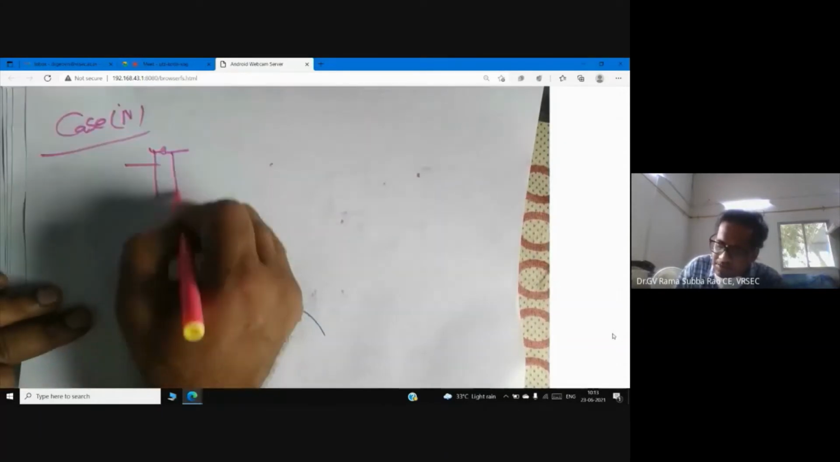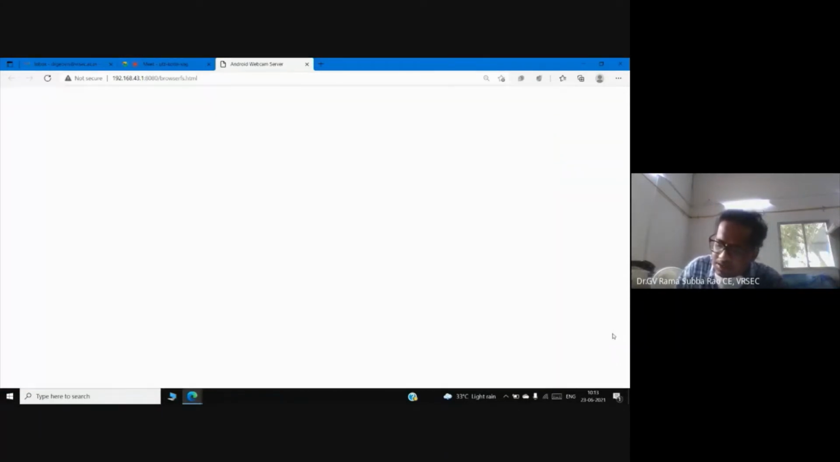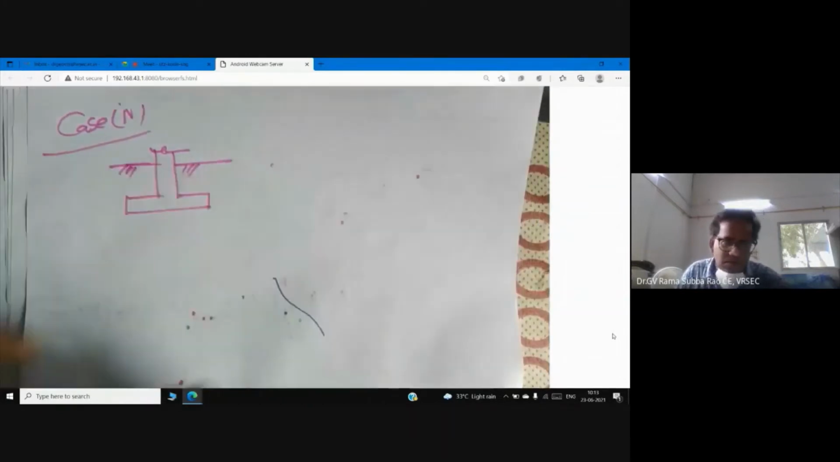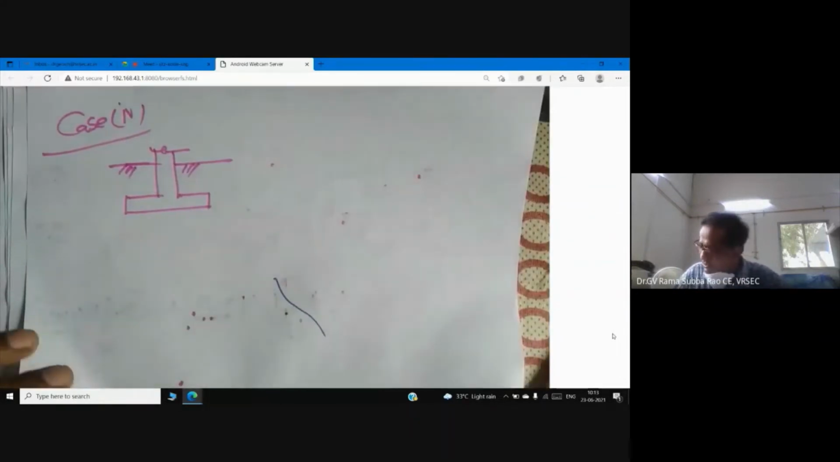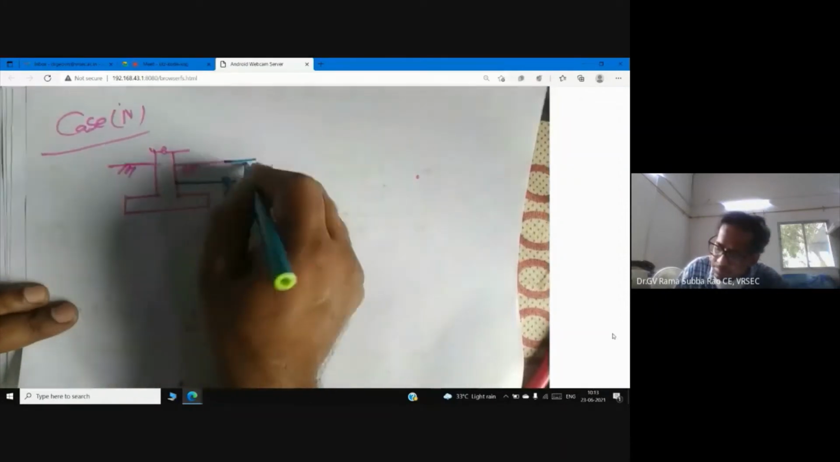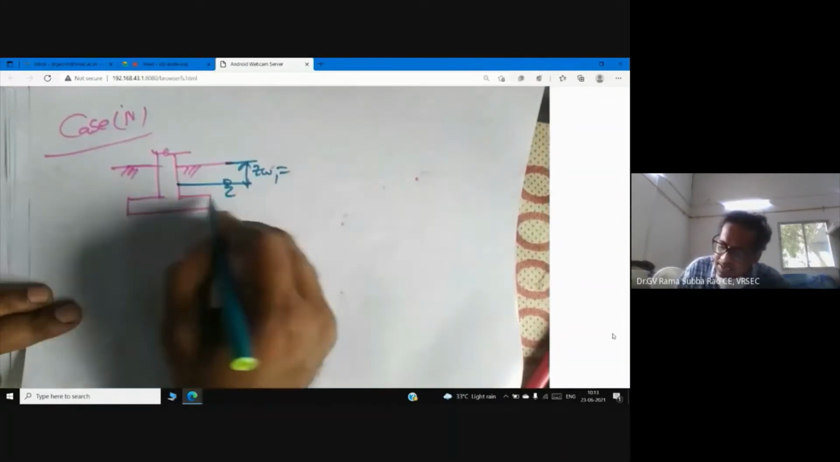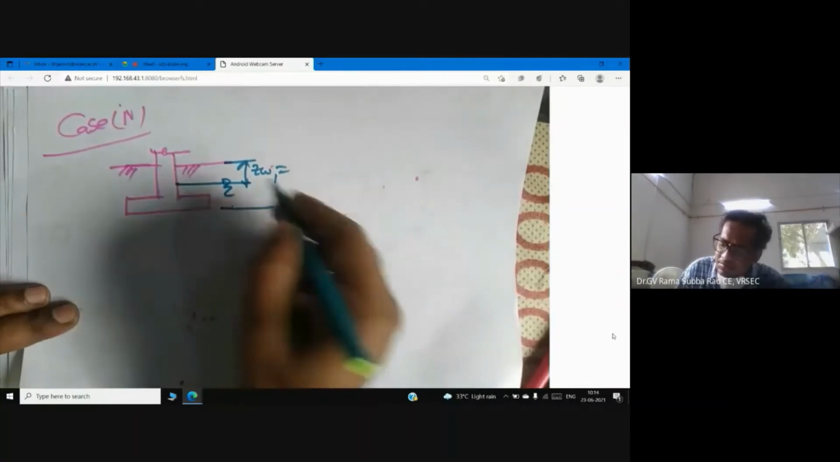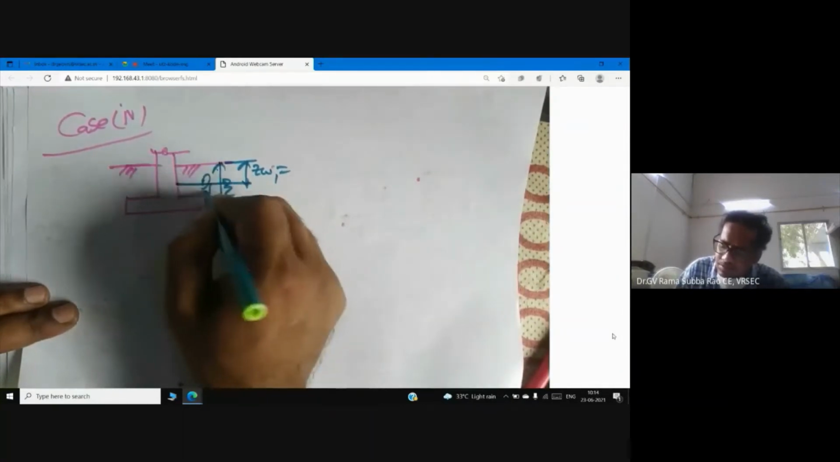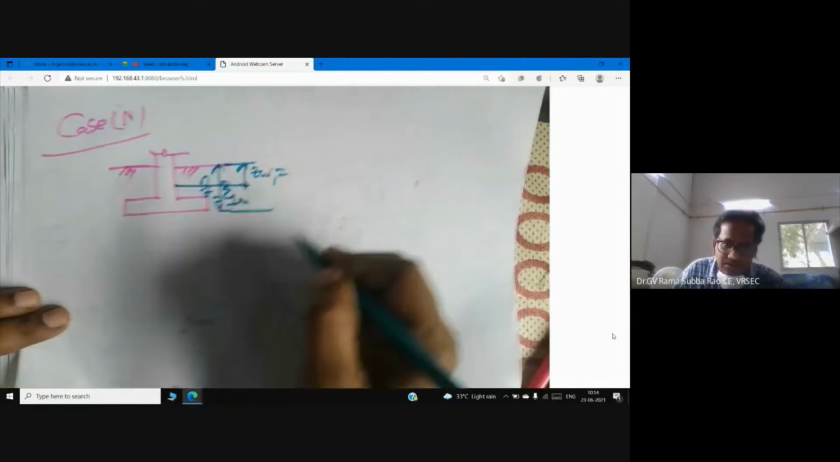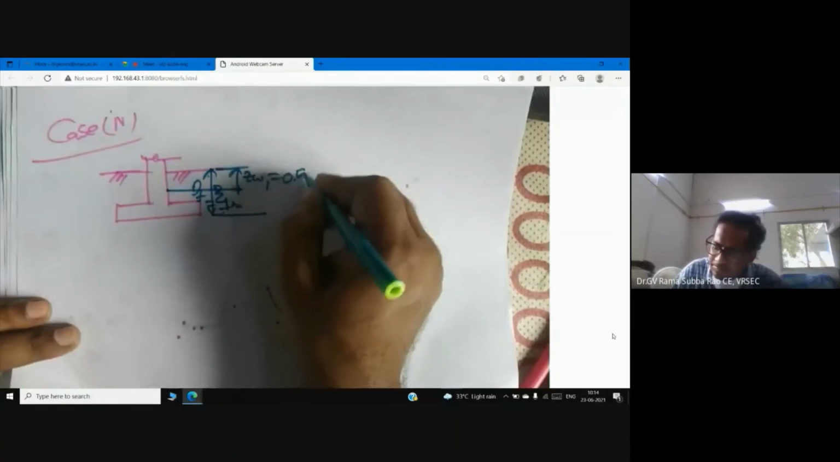Let me draw the footing first before we start this case. The water table is at an intermediate level. If the water table is here, let me say this is ZW1. This is the depth of foundation, which is 1 meter. But this ZW1 is just 0.5 meters.